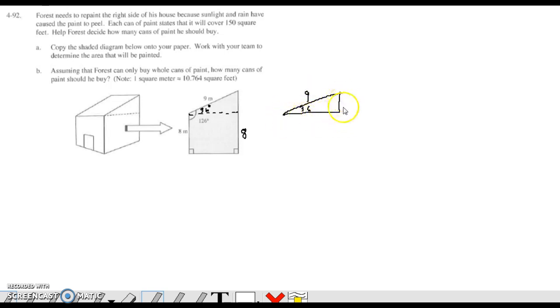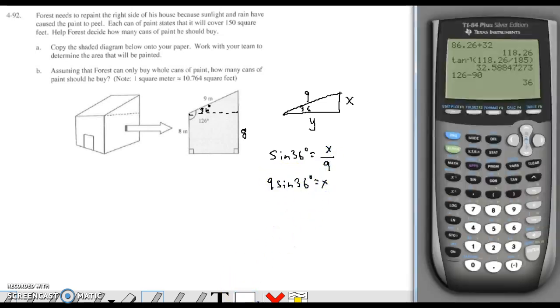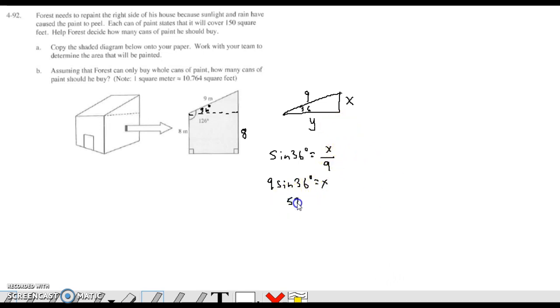So I need to figure out what this length is and what this length is. So again, I'm just going to call that x and call that y. It doesn't matter which one I find first. I will find x first on this one. So I'm going to say that the sine of 36 degrees is opposite over hypotenuse, so x equals 9 times sine of 36. And again, plug it into my calculator. Sine 36, and it's about 5.29. So 5.29 meters, technically, for x.